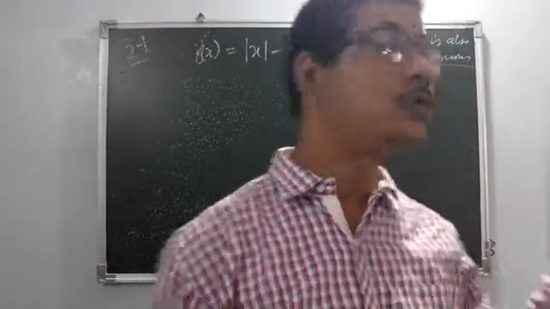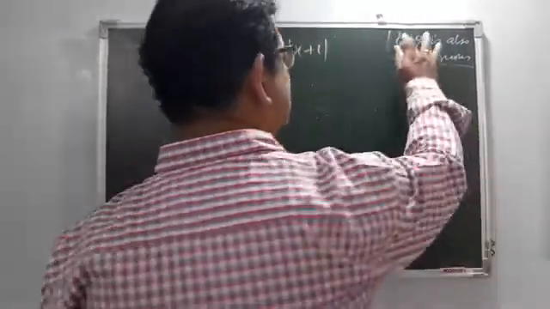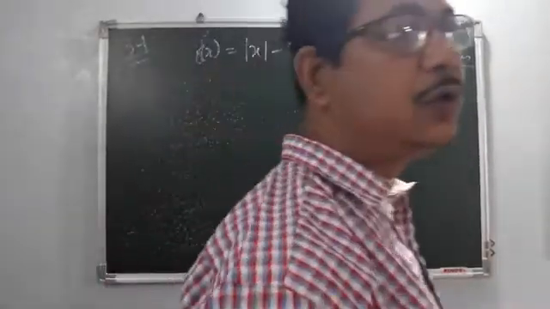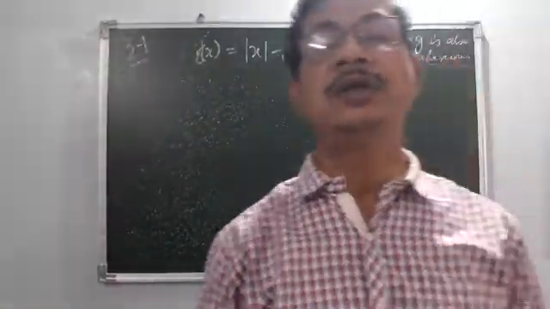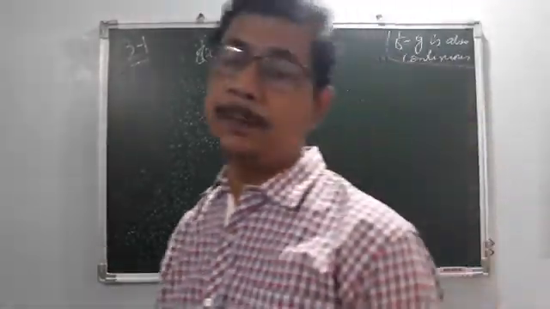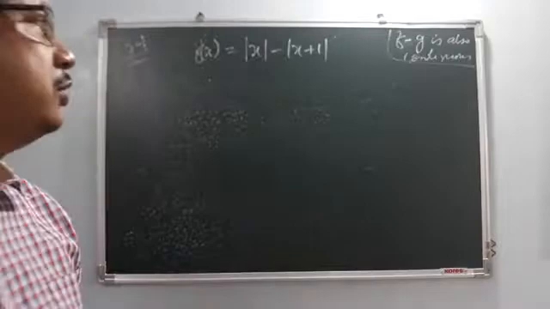Now we will use that formula. FOG we will not use. Here we use that f minus g is continuous when f and g both are continuous. So we will use that one. So how to use this one?